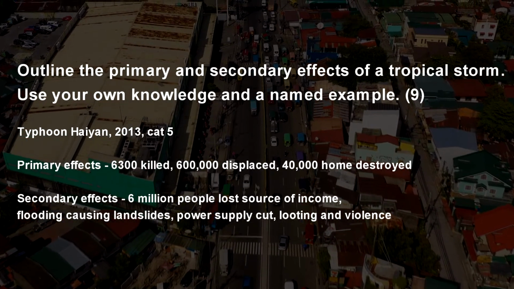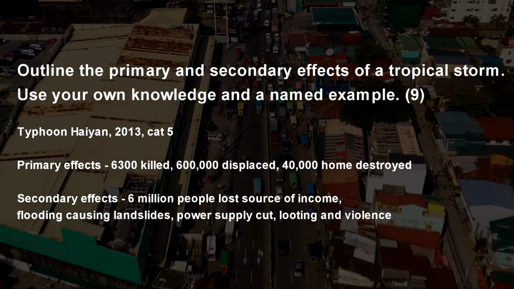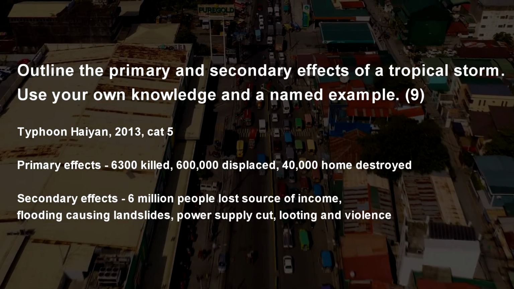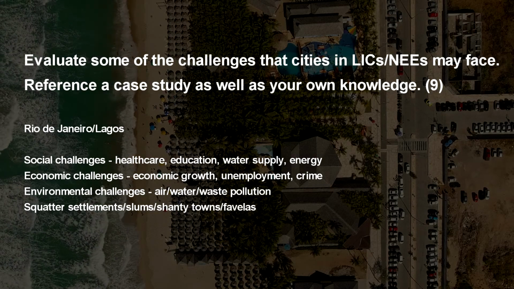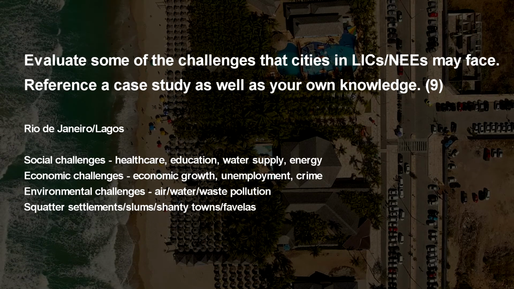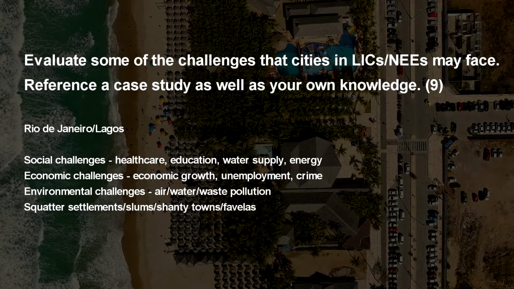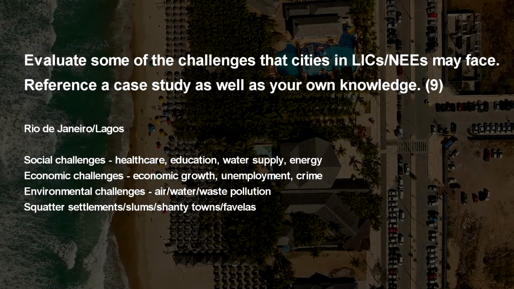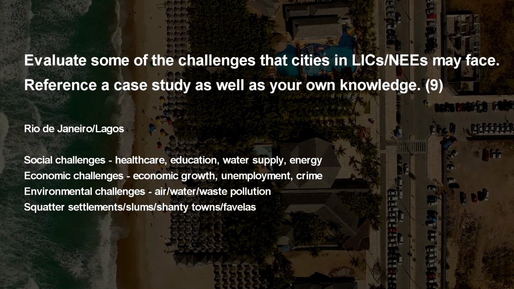Pupils often get the effects and responses mixed up also. This question asks for the effects, so you should try to highlight both primary and secondary to obtain higher marks. Question 2 is again a common question regarding urbanisation challenges. These questions will either focus on LICs and NEEs or HICs. This example question asks you about cities within low-income countries or newly emerging economies.